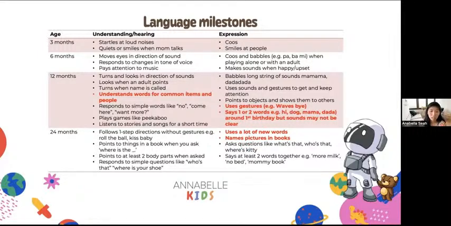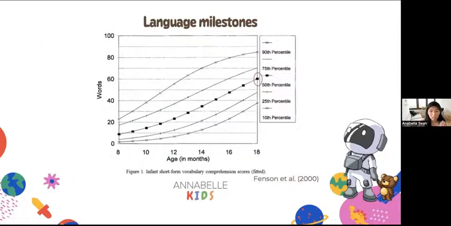As they reach 2 years of age, they are expected to understand more words and also expected to use a lot more new words and name pictures in books as well. Okay, so exactly how many new words should they be expected to say or understand?